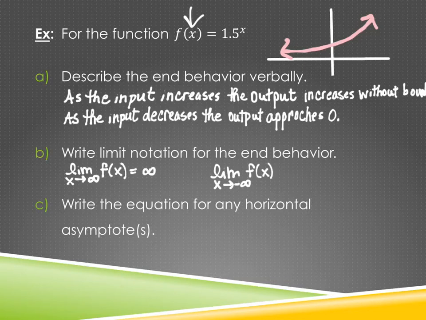This one says the limit as x approaches negative infinity. So this is the decreasing x values, the left-hand side of the graph. What does this one equal? 0. This one's 0. Now, it doesn't matter that we don't actually get to 0, but it's what we're getting close to that matters. We're approaching 0. Okay?